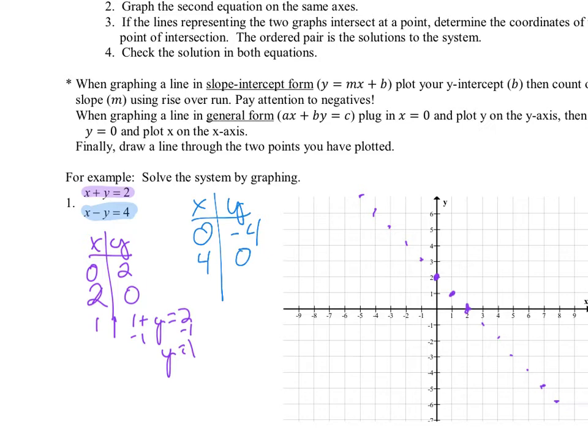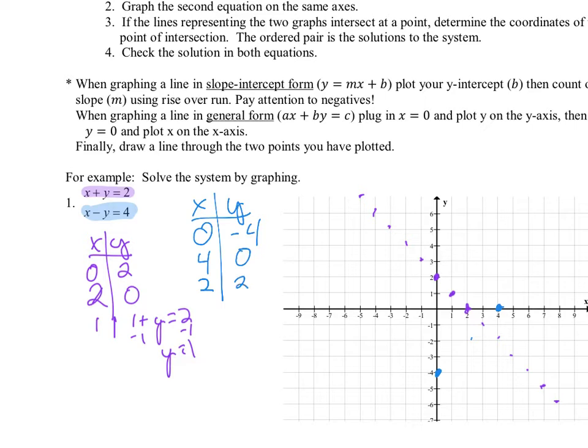So I have (0, -4), that's down here, and (4, 0). Okay, so I'm going to go right in the middle. Looks like it should be passing through (2, 2) or (2, -2). So let's try that. Plug in a 2 for x.